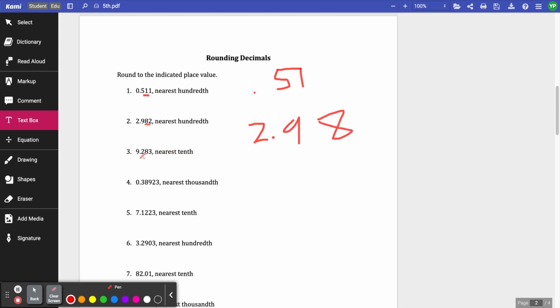Number 3, nearest tens is just right after the decimal point. It's the 2, and behind the 2 is an 8. So you round up to 9.3. And let's just do one more. Number 4, it's going to round to the nearest thousands. So that's going to be 3 places behind. So tens, hundreds, and thousands. So it's a 9. We look at the 9, and behind the 9 is a 2. So you just round down to 0.389.